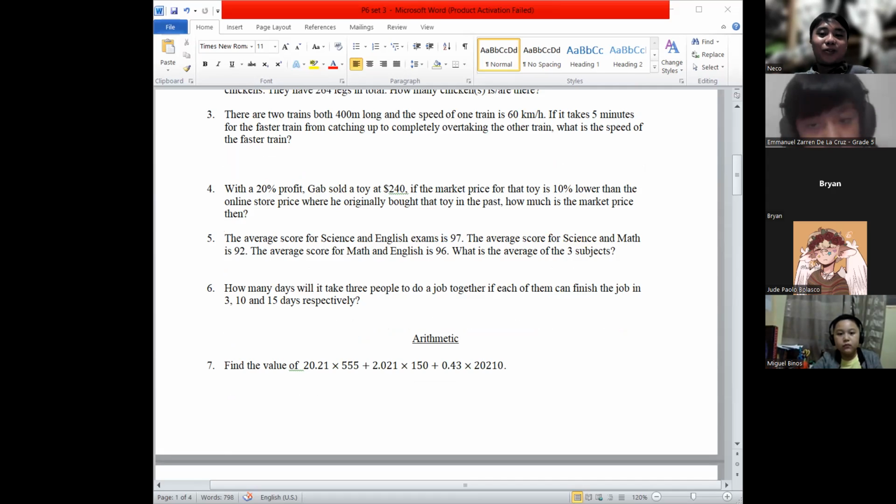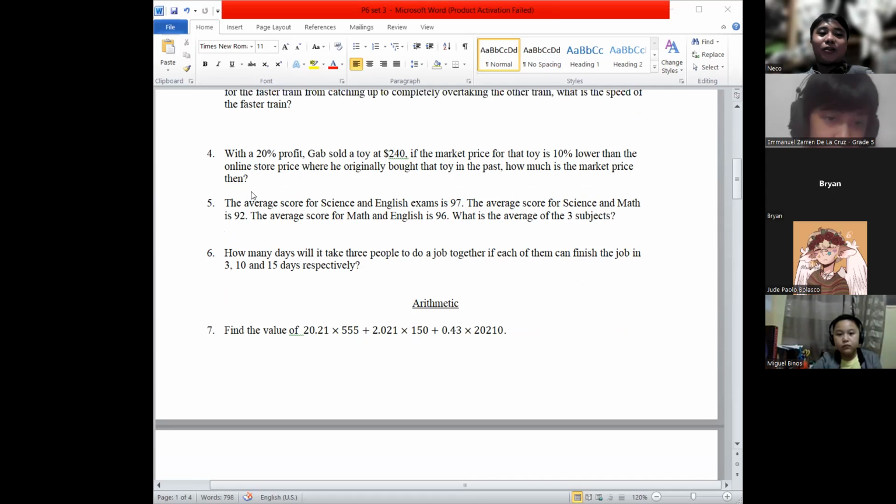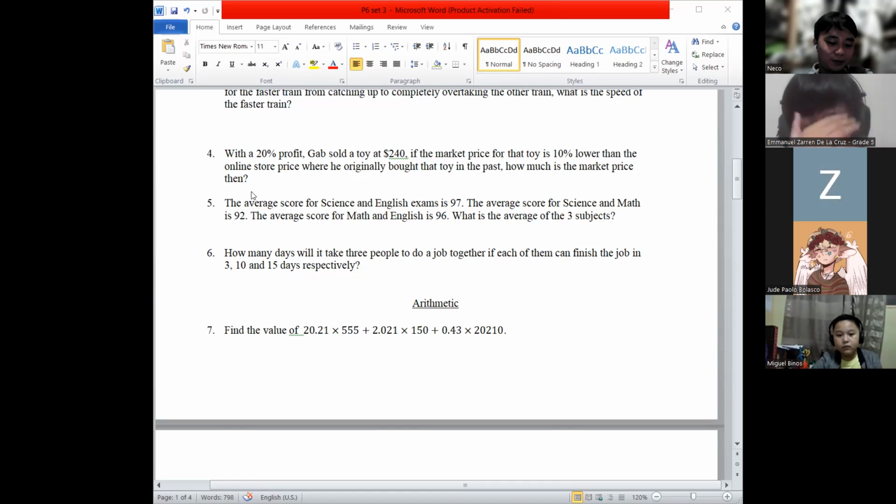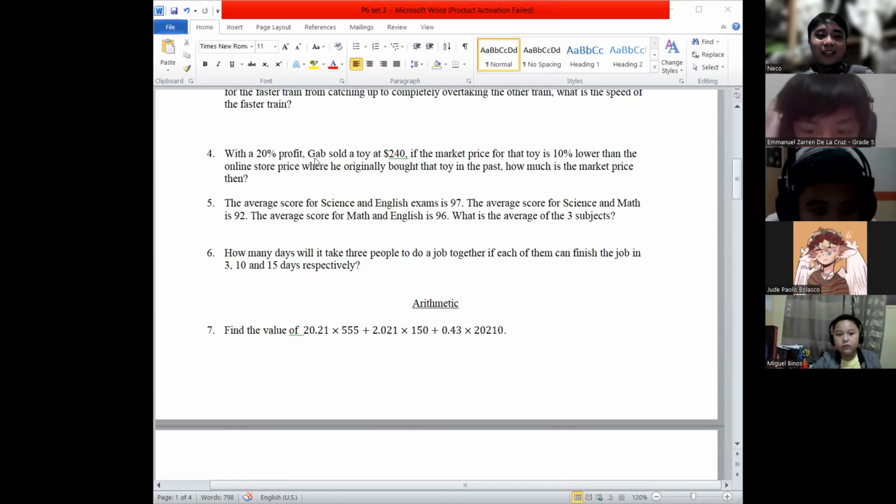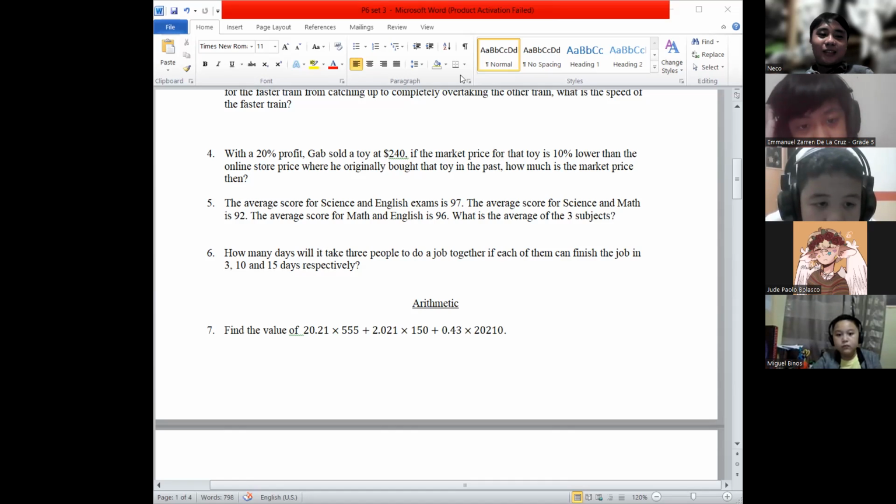Anybody wants to solve number 4? What would be the answer on number 4? $180. Oh, that is fast. Yeah, actually, that's actually right.